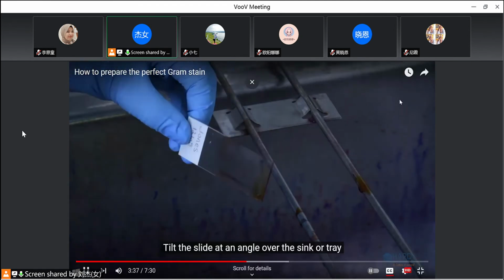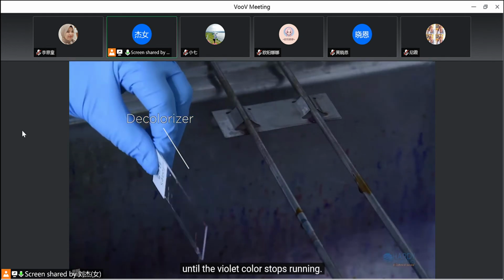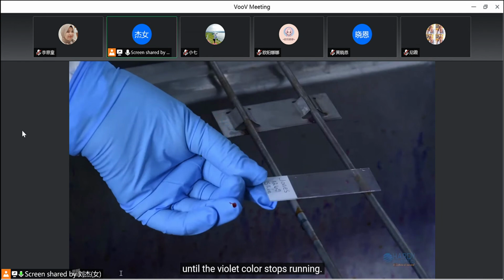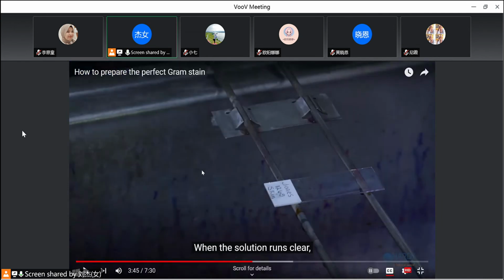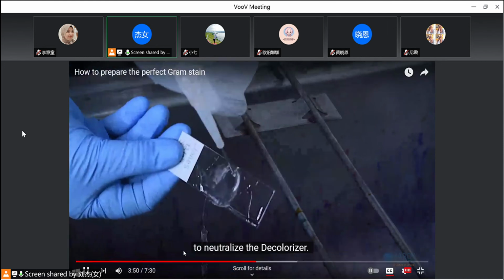Tilt the slide at an angle over the sink or tray and add the decolorizer dropwise until the violet color stops running. So the third reagent is just to remove the color of the first two reagents. Until you see the solution runs clear. You see, this is clear. Immediately rinse the slide with deionized or tap water to neutralize the decolorizer.